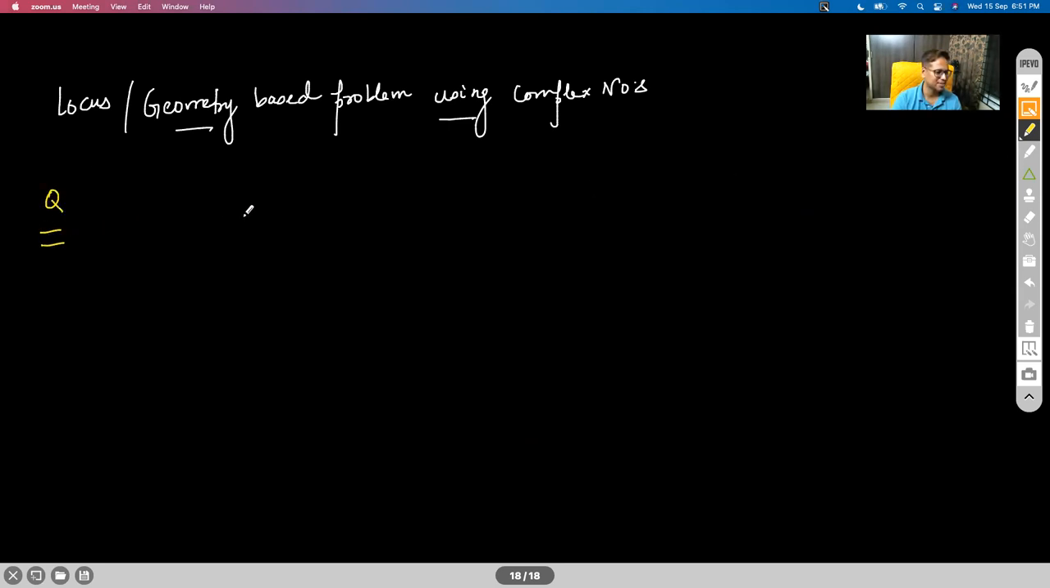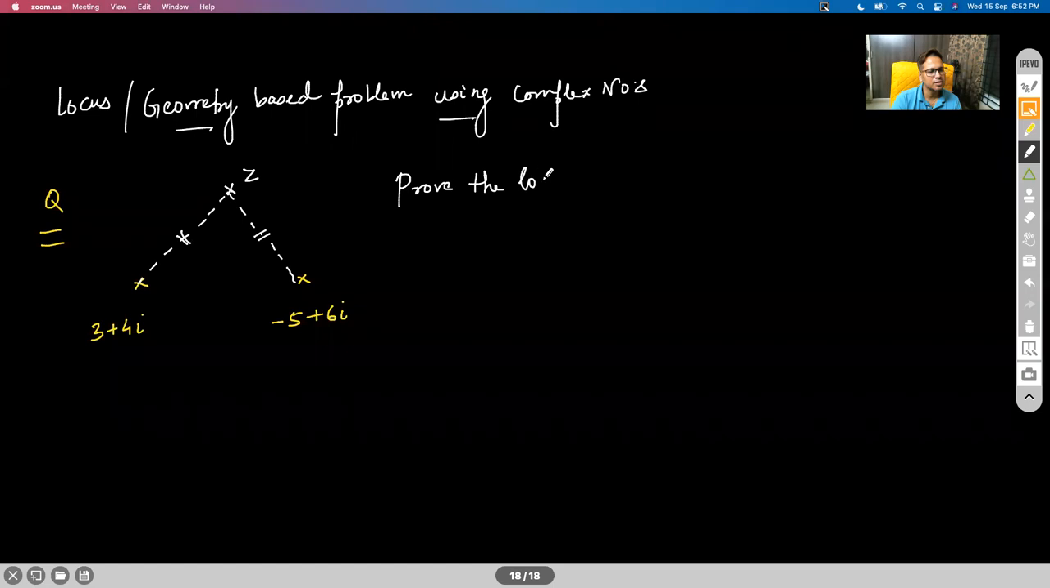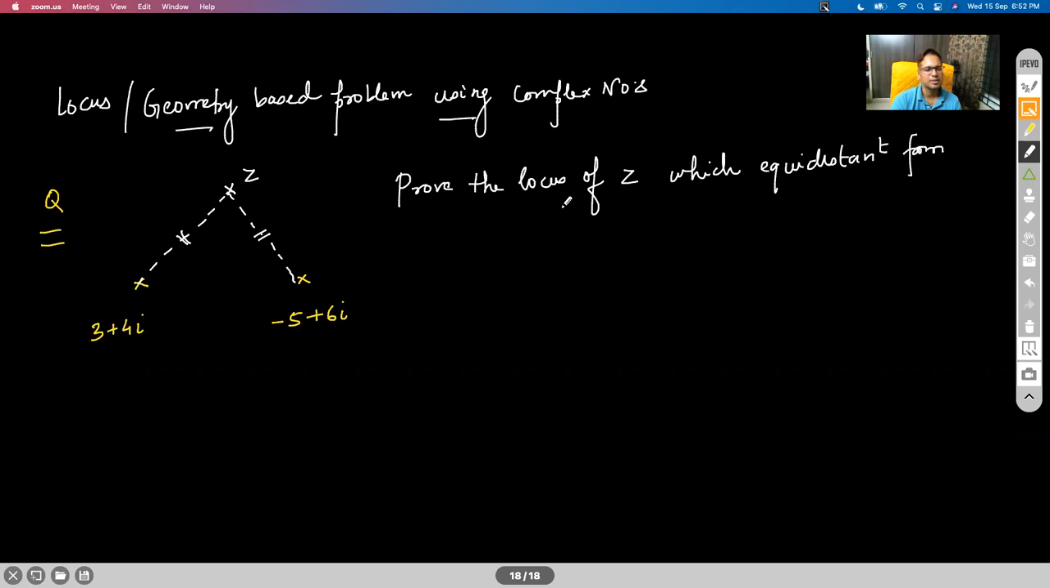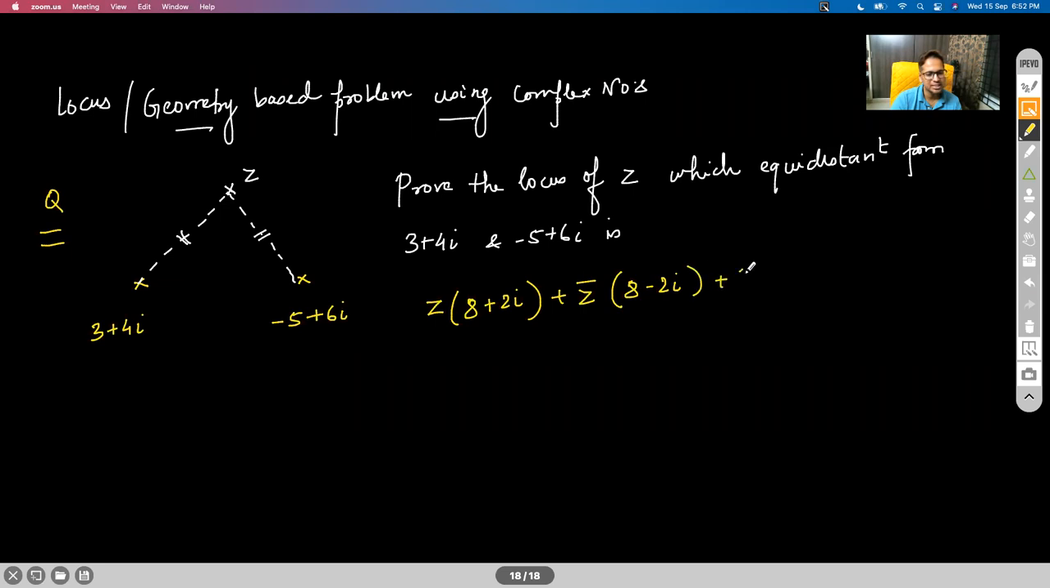Let me give you a scenario. Let's directly jump to a question. Okay. Let us say there are two fixed complex numbers. Okay. I'm just giving you the complex numbers themselves. Let's say one of the complex numbers is 3 plus 4i. Another complex number is minus 5 plus 6i. Okay. Prove that the locus of a complex number z, which is equidistant from 3 plus 4i and minus 5 plus 6i, is given by, I just write down the locus, z(8 plus 2i) plus z conjugate (8 minus 2i) plus 36 equal to 0.